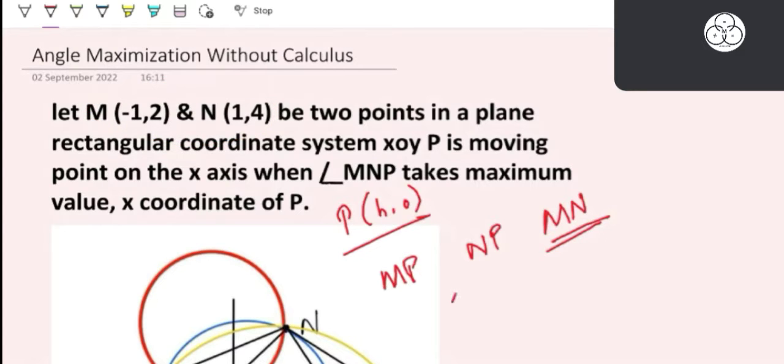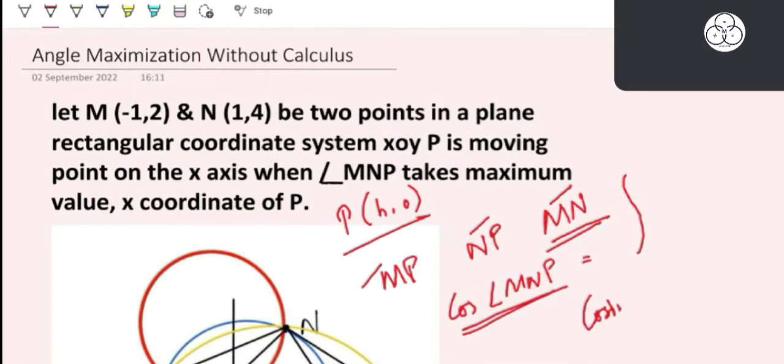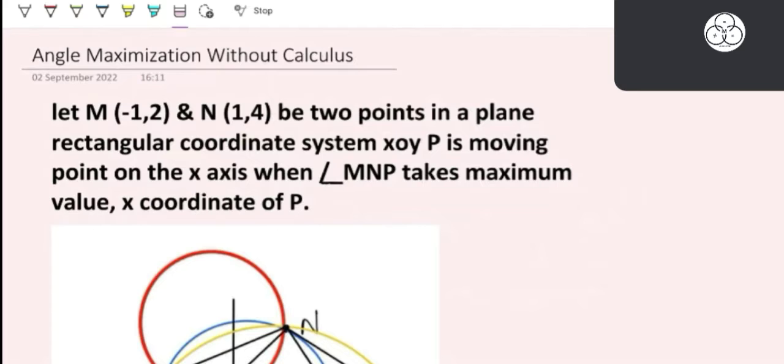Then we'll apply cos theta, or cos of angle MPN, and we can write cos of angle MPN in terms of MP, NP, and MN using the cosine rule. Then we'll use calculus, or the application of derivatives, to find the maximum value of cos theta, and we'll use the idea of an increasing or decreasing function to get the final value. That's the calculus approach.